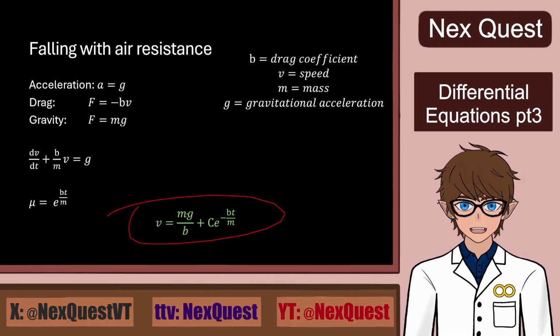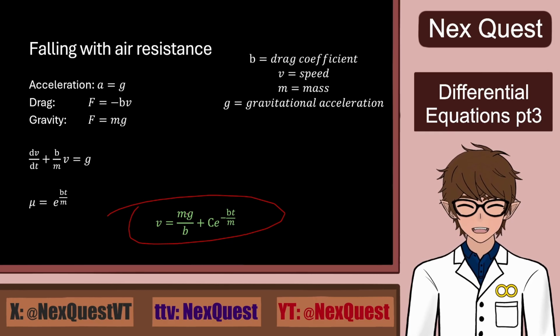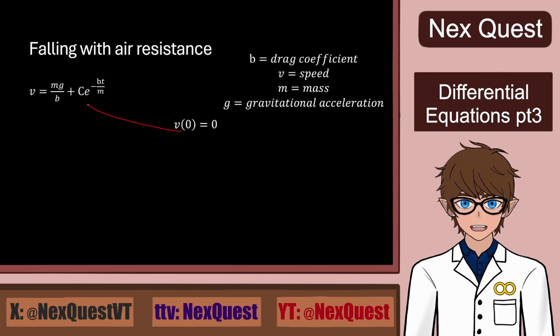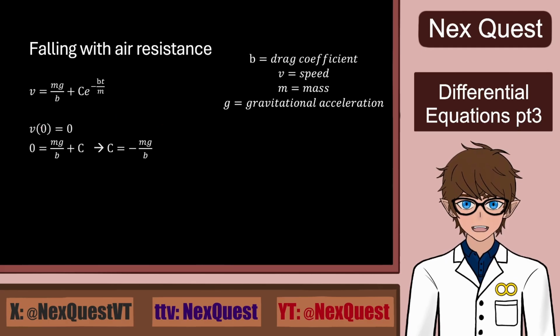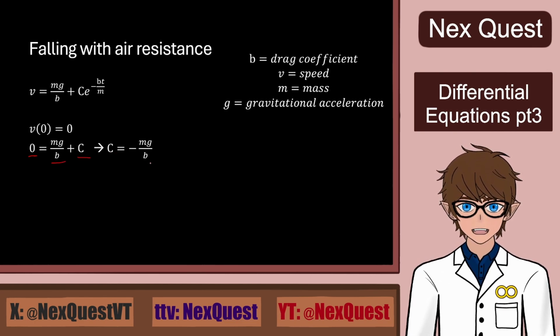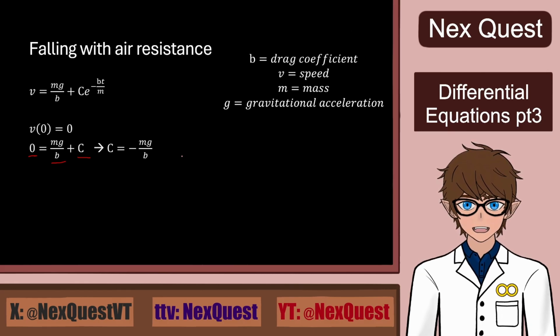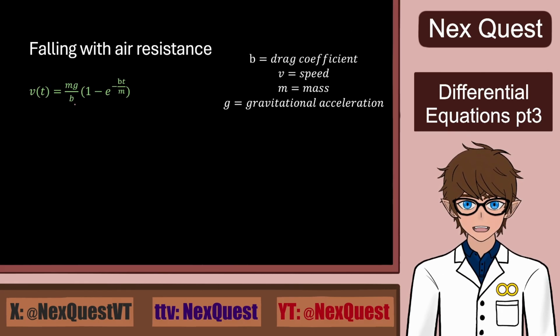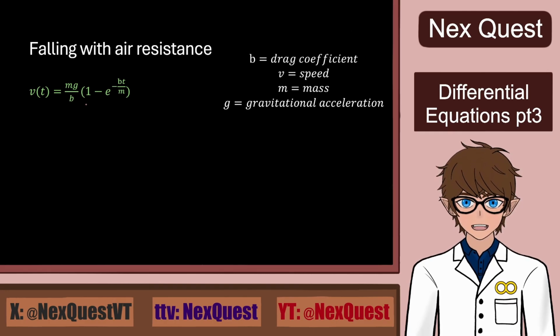Now let's apply initial conditions for a free fall, for funsies. So the speed of falling at time 0 will be 0. If we insert that into our formula, we get that the velocity at start is 0, and then there's a factor plus a constant. So the constant will be minus mg over b. Now let's plug all of that back in, and we can factor that out. And we get our velocity as a function of time.